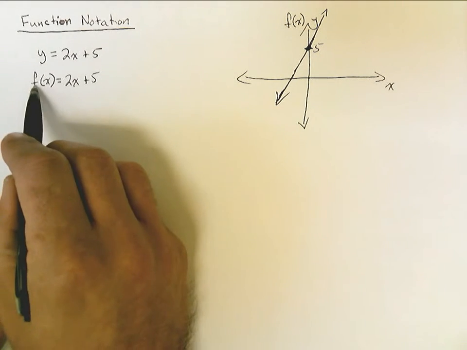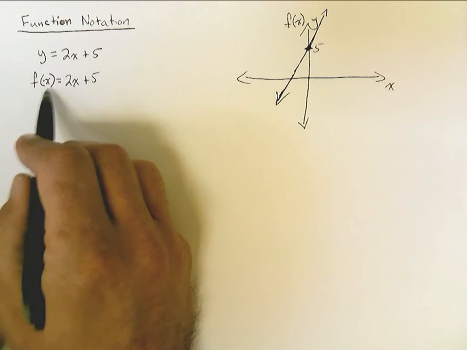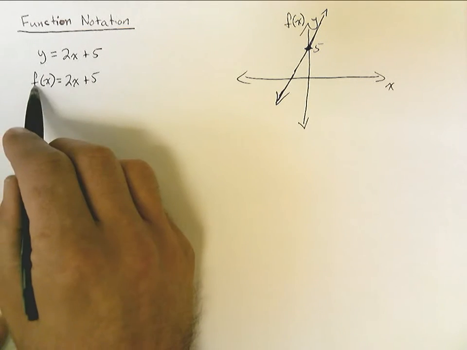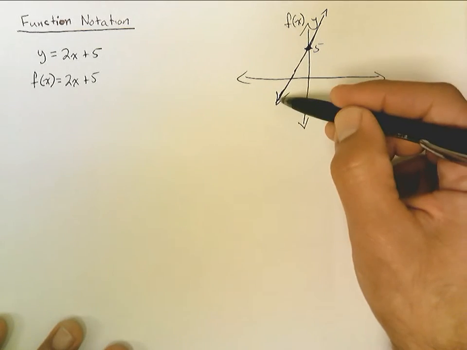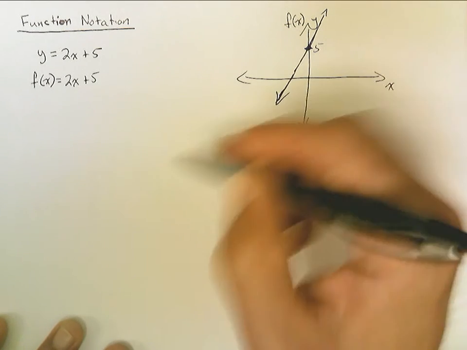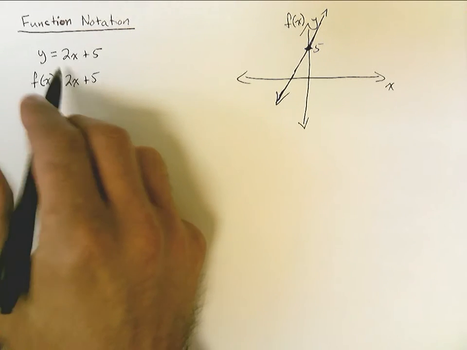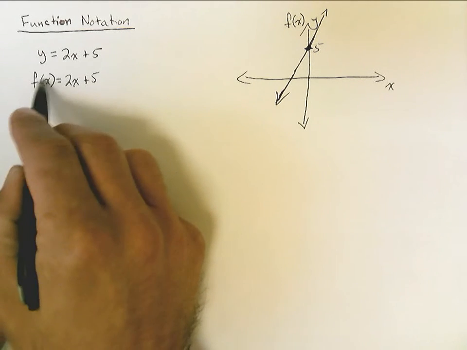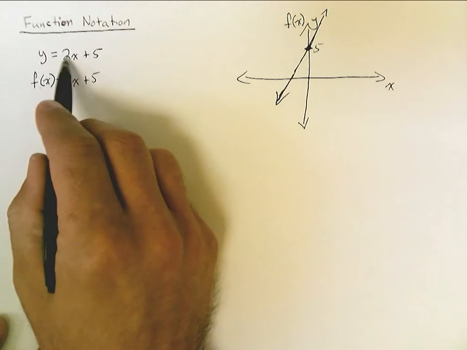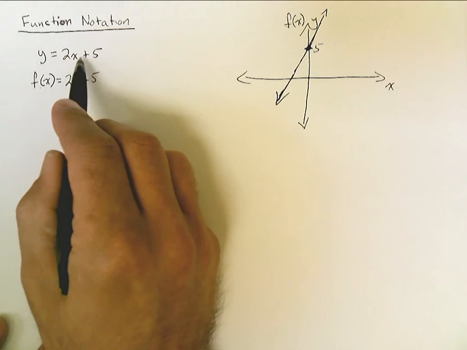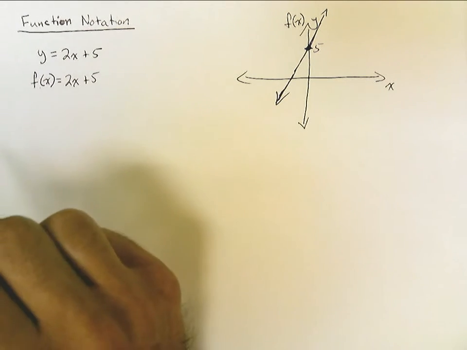So this doesn't mean f times x. Normally parentheses means multiplication. Here, f is the name of the function itself, which in some sense is the set of ordered pairs. But now we're focusing on how we get from the x to the y value. Here, we take the x and we multiply it by 2, and then we add 5. That gives us the y value.